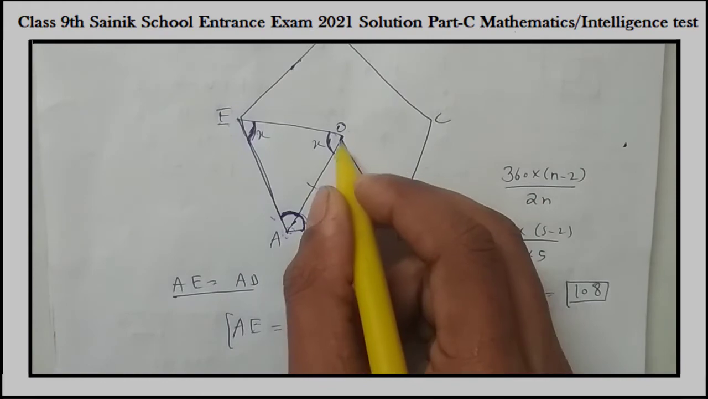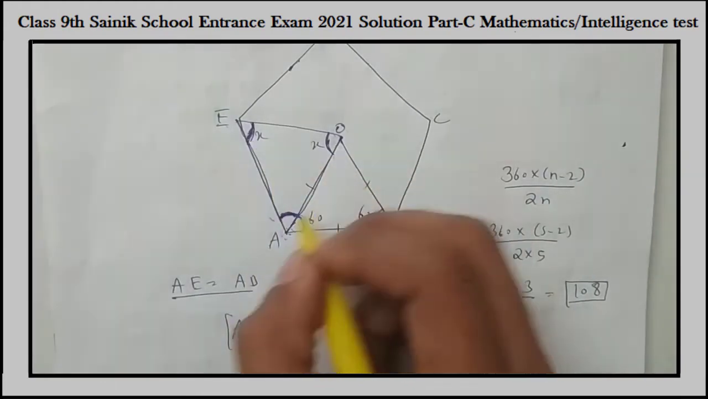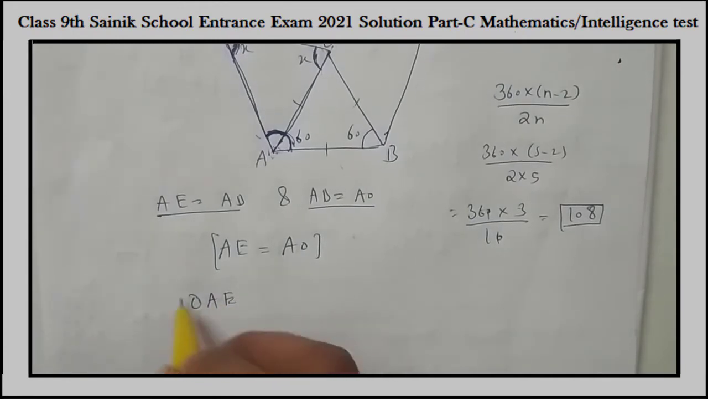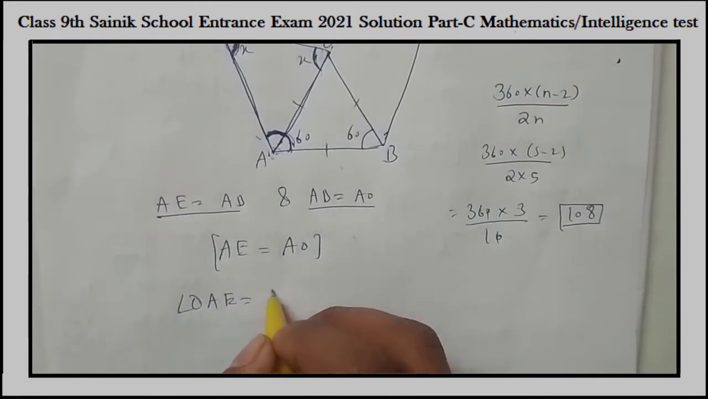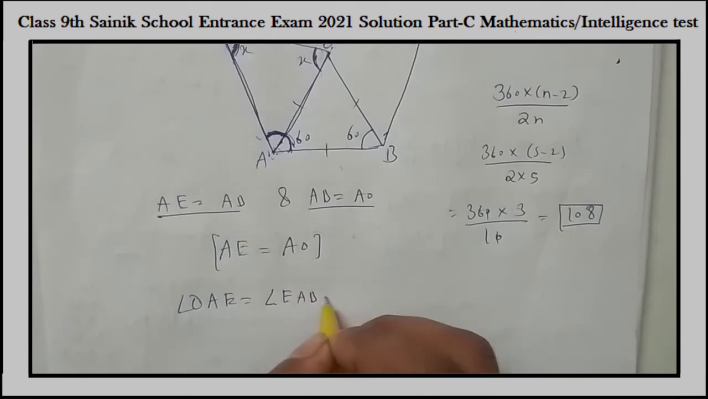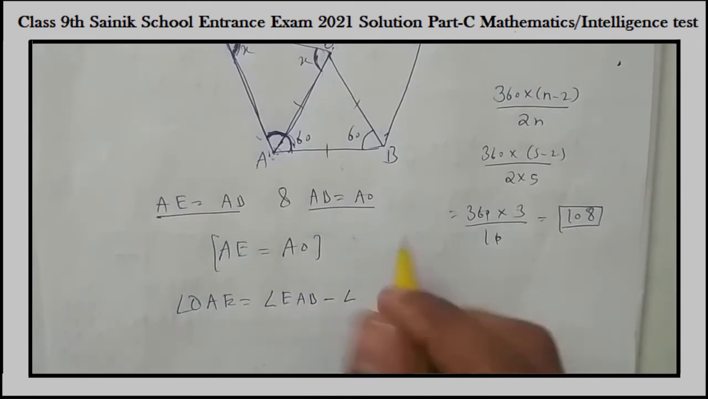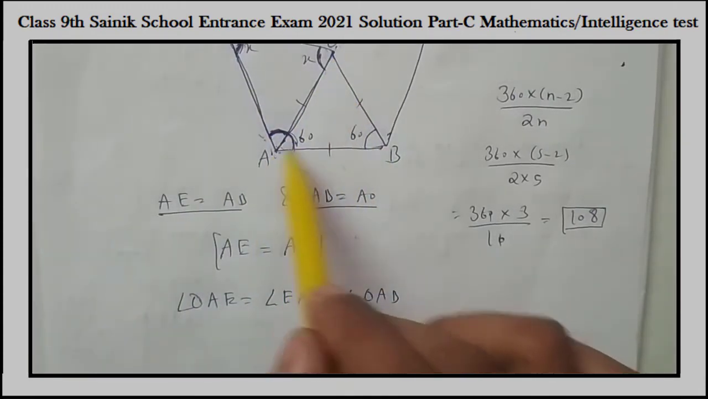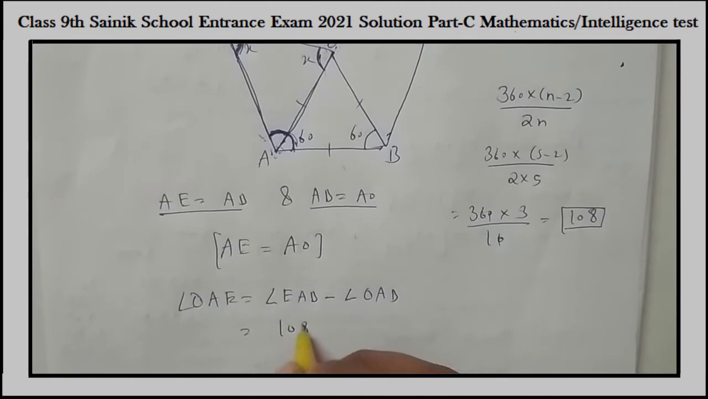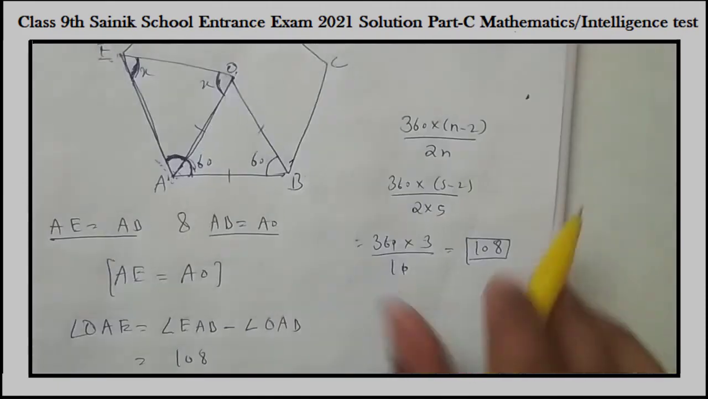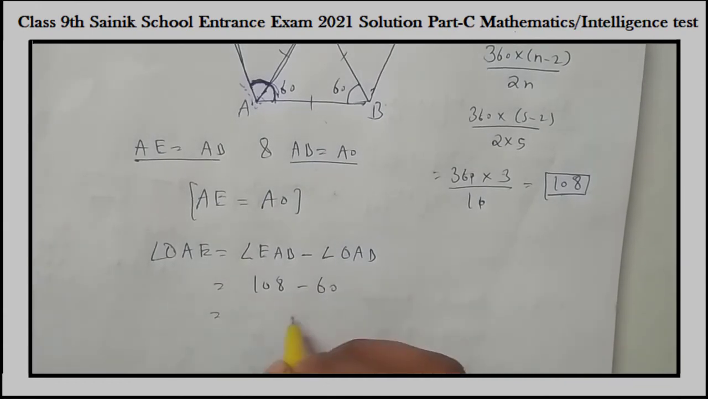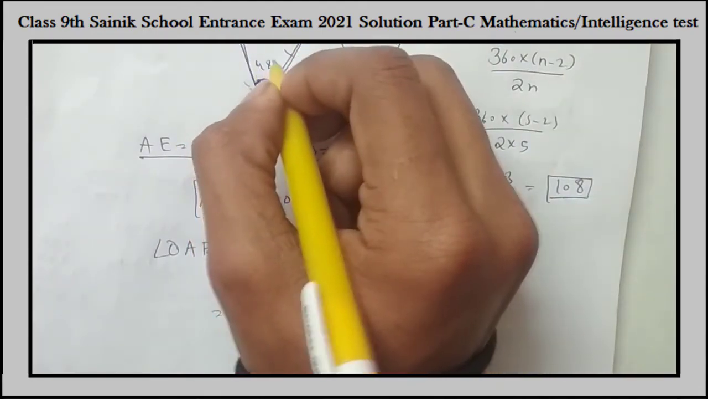So what is the value of angle OAE? Angle OAE is equal to angle EAB minus angle OAB. So this is 108 total. This total is 108, we have calculated over here. 108 minus 60 degree. This will become 48 degree. So this angle is 48 degree.